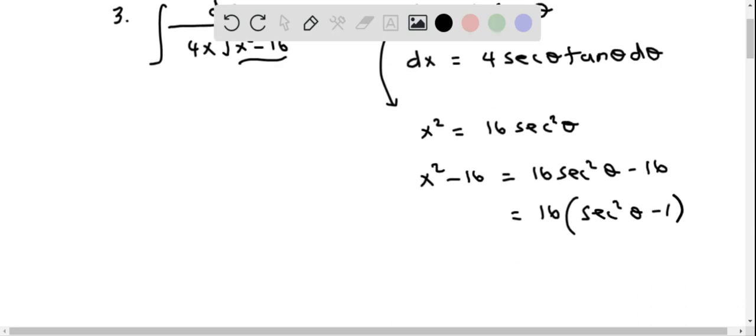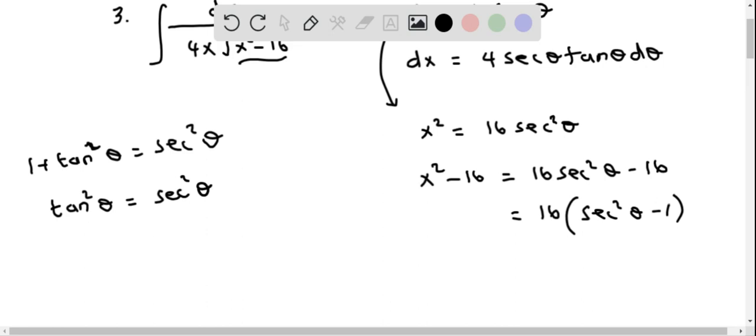And we must know the identity, that is 1 plus tangent squared theta equals secant squared theta. This is one of the Pythagorean identities. And from this, if we subtract 1 from both sides, we get tangent squared theta equals secant squared theta minus 1. So we can now see that secant squared theta minus 1 can be replaced as tangent squared theta.